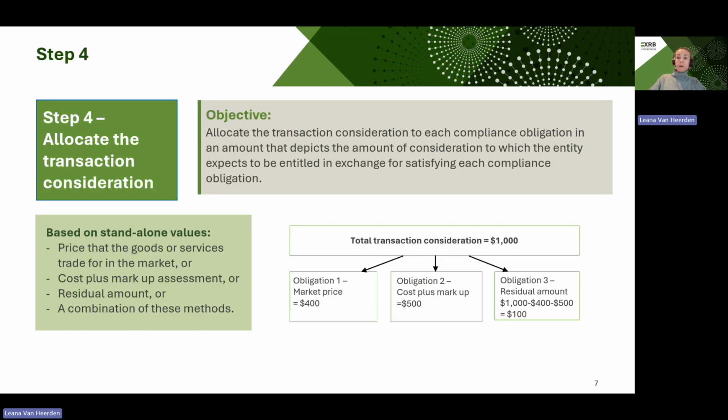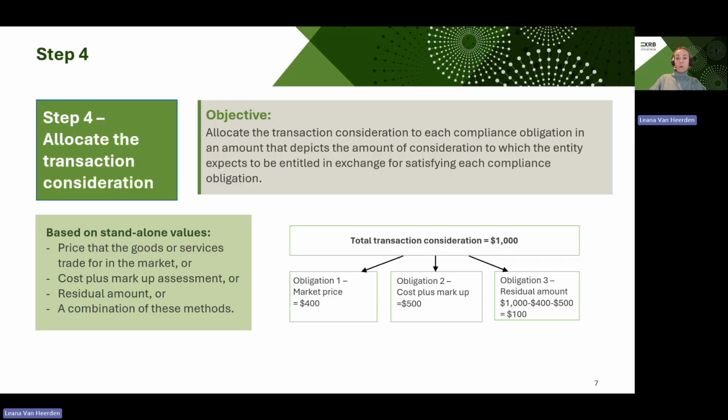Step 4 is about allocating the total transaction consideration across the identified compliance obligations. The objective is to allocate the consideration in a way that reflects the amount the entity expects to be entitled to for each specific obligation.